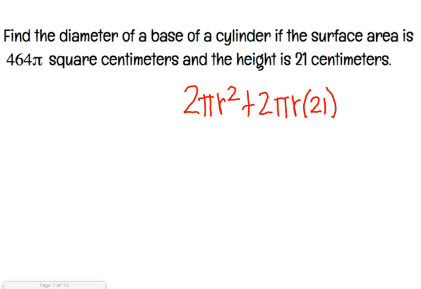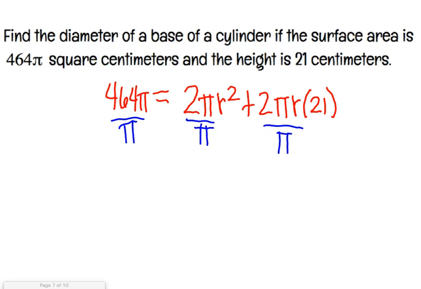And I know it equals 464 pi. So we want to make this as simple as possible. What do all of these have in common? Pi. So let's get rid of the pi. Just divide everything by a pi, because everything has a pi.